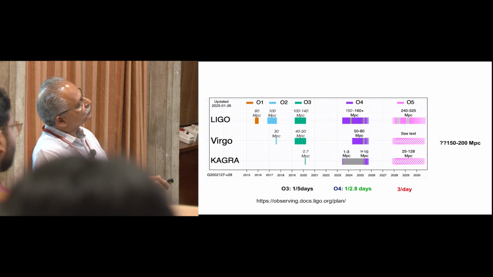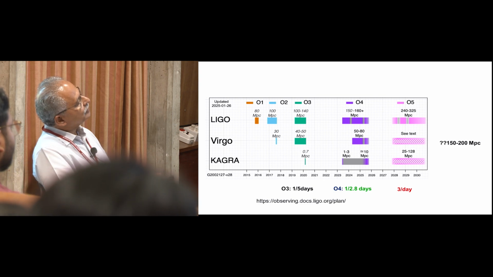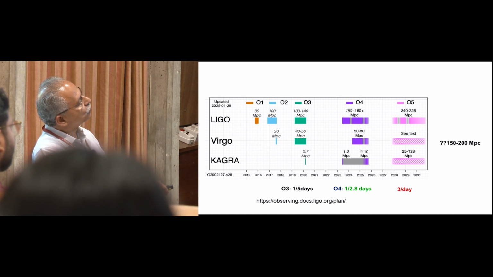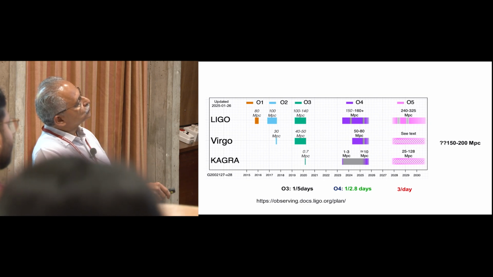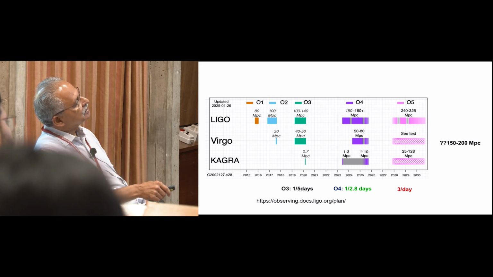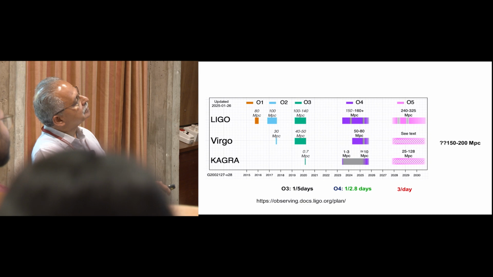We are in the fourth observing run. What will happen now is that by the end of October, this will stop and we will start installing important components in our detectors so that in 2027, the fifth observation run will begin. You can see here, today we can see up to 160 megaparsec. When the detector becomes more sensitive, we will be able to see as far as 325 megaparsec.